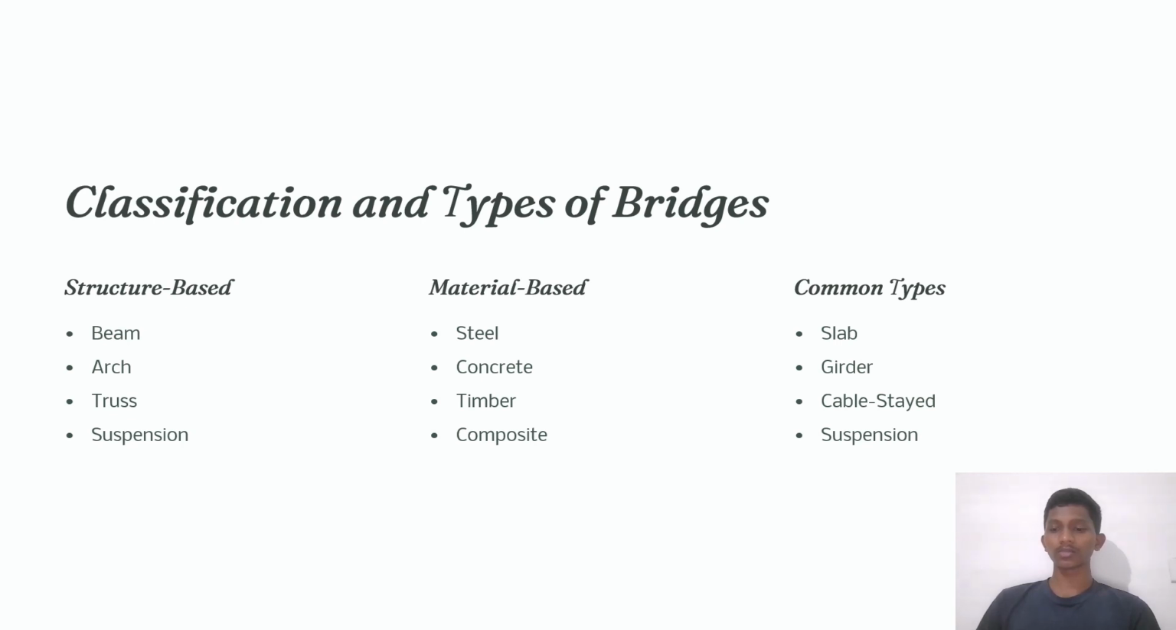Next, suspension bridge is also a type. Next classification is based on material, the first one being steel bridges. These types of bridges are majorly constructed through steel structures forming a frame such as trusses, and they can usually be hard to maintain.